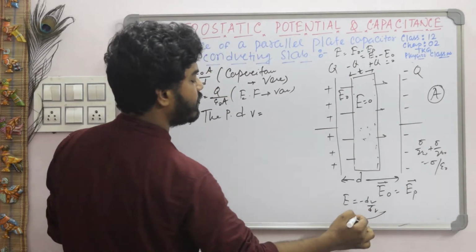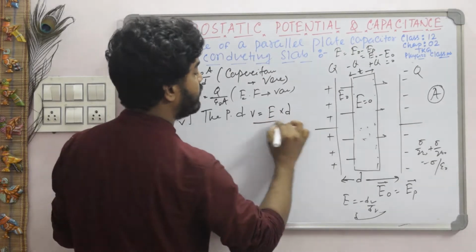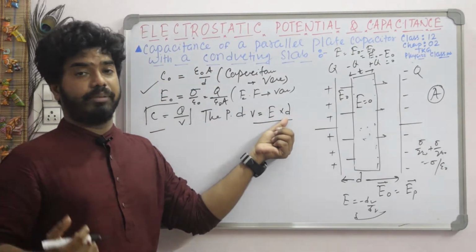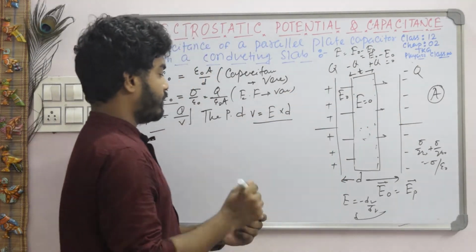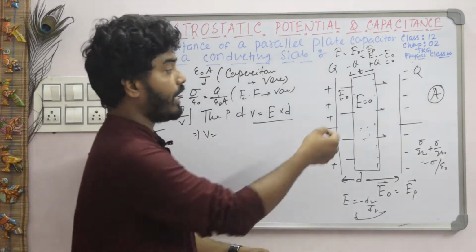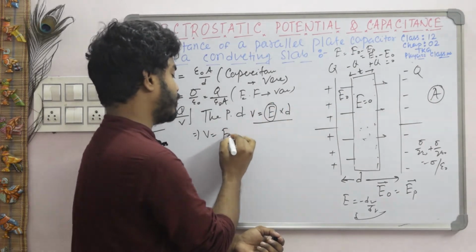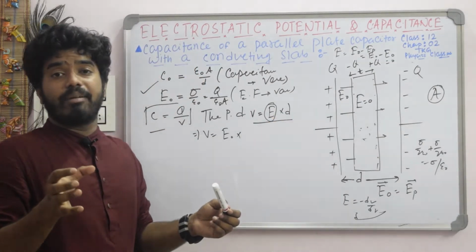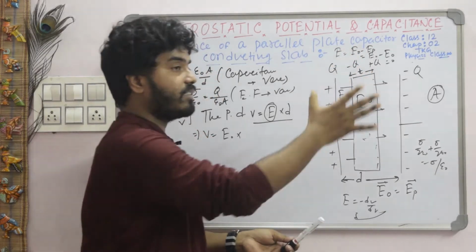So from this expression we can write V is equal to E into d, that is, V equals electric field into d, where d represents the separation. Now what is the potential difference here? V is equal to the electric field, which is represented by E naught. So in the place of E you can write E naught, and d is the separation, that means the region where the electric field E naught exists.